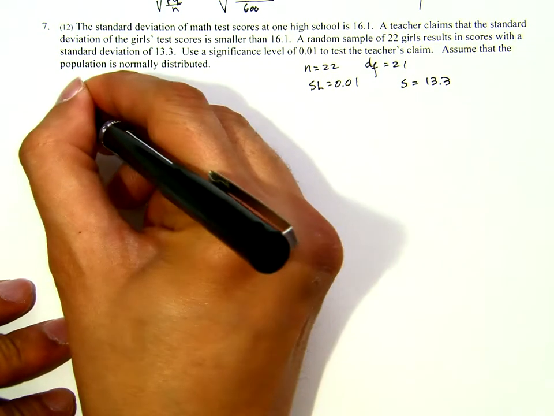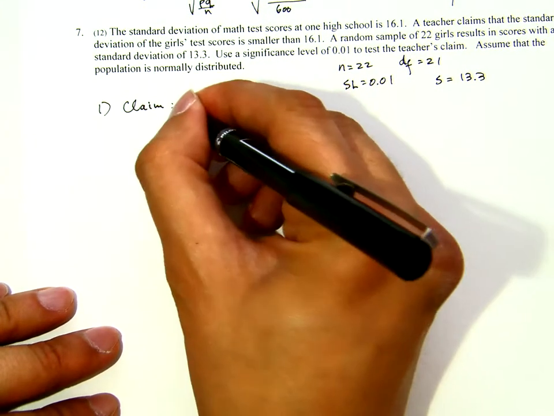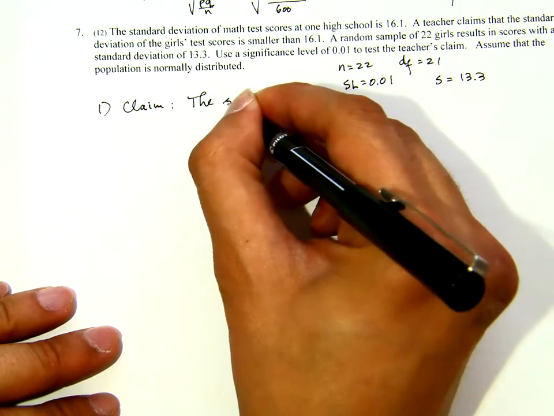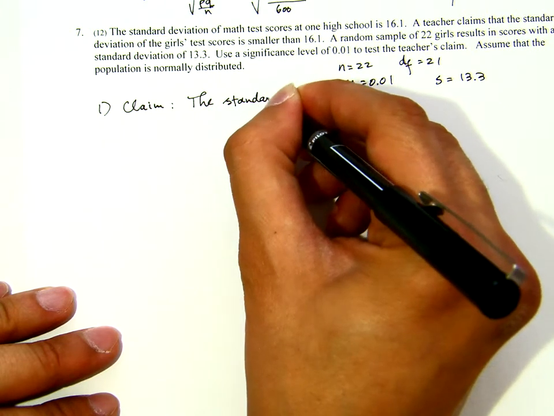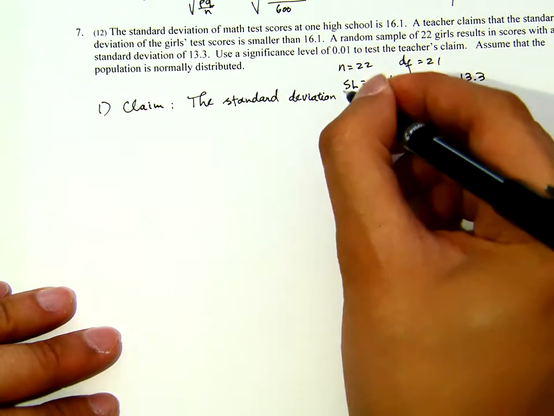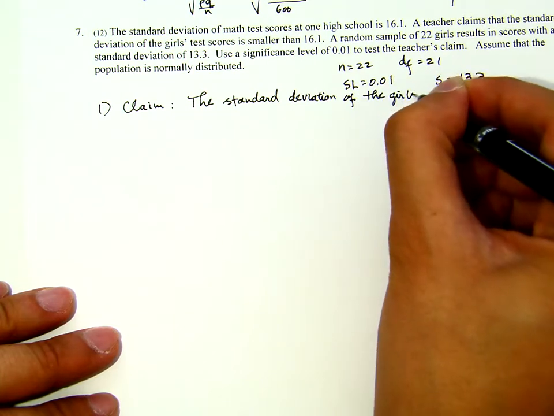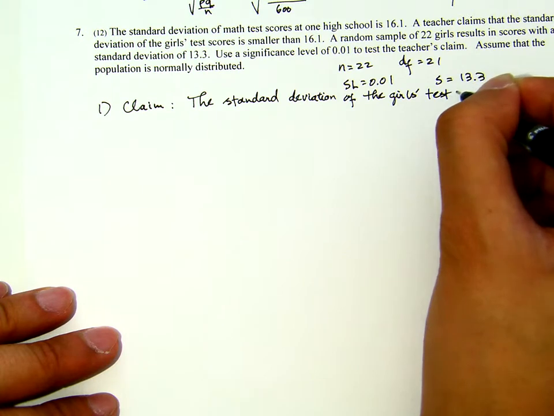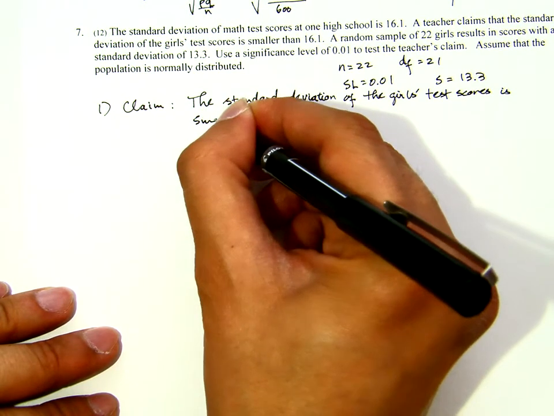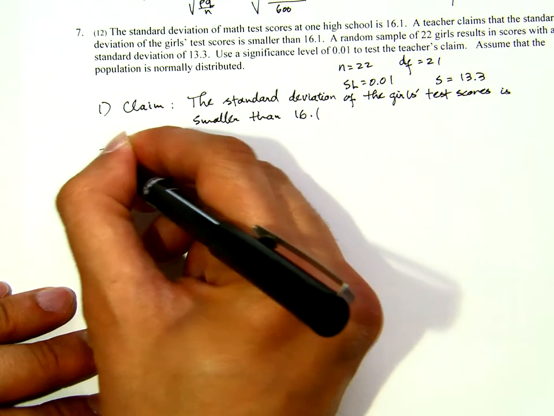Now let's start. The claim is that the standard deviation of the girls' test scores is smaller than 16.1. Now, okay, that's the claim.